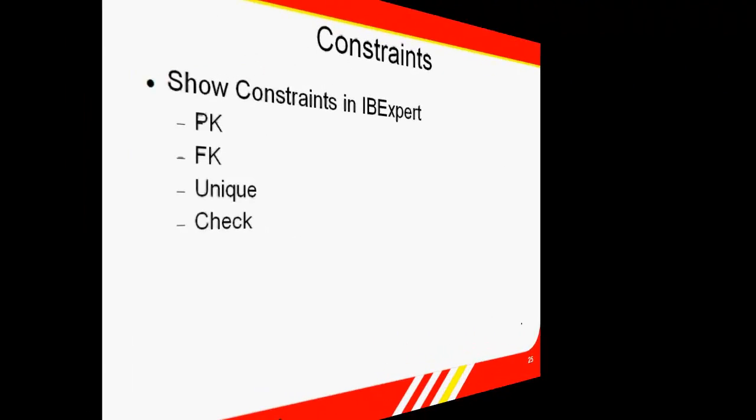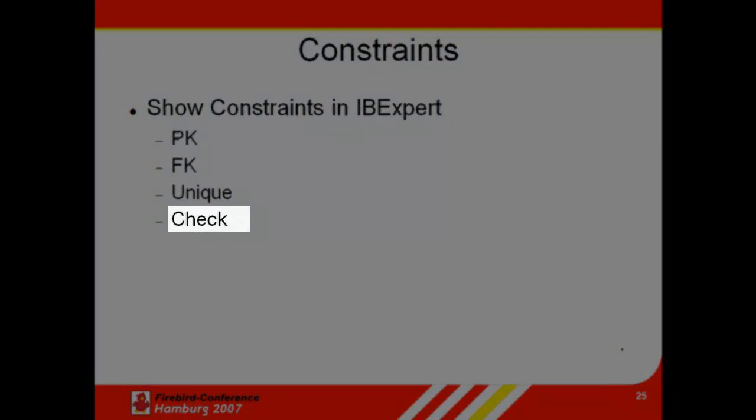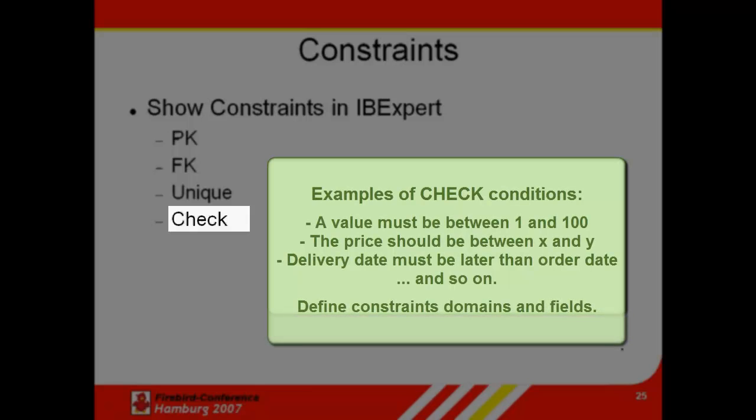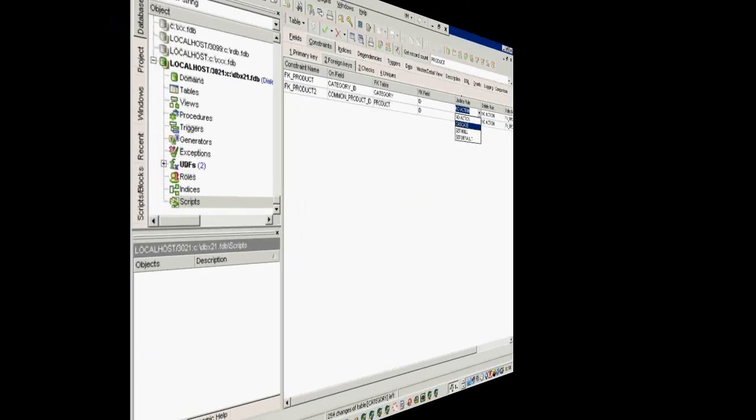With the check option, you can add conditions. For example, here I need a value between 0 and 100, or the price should be between X and Y. You can define constraints for domains and fields. If you define a case such as the delivery date must be later than the order date, you have a table check constraint.